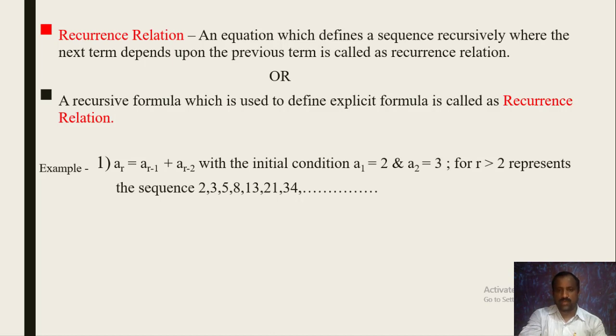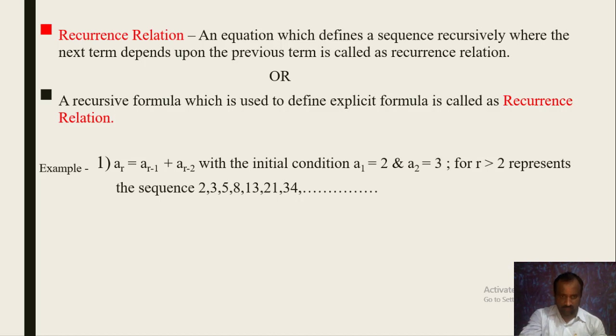By putting the values of a_1 = 2 and a_2 = 3 in that particular recurrence relation, we get the sequence 2, 3. Then the next term, that is third term, is given by a_(r-1) + a_(r-2), that is, 2 plus 3 is equal to 5. Next term is 5 plus 3 is equal to 8. Next term is 8 plus 5 is equal to 13. Next term is 13 plus 8 is equal to 21.